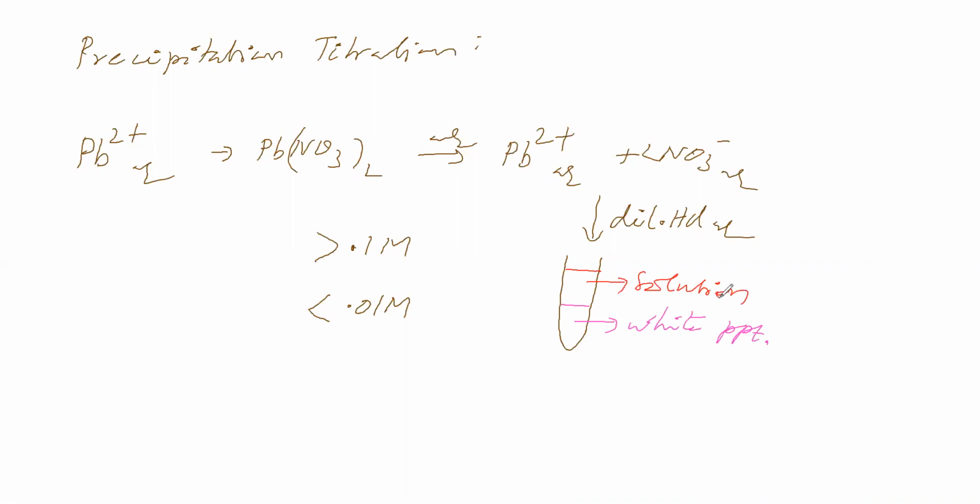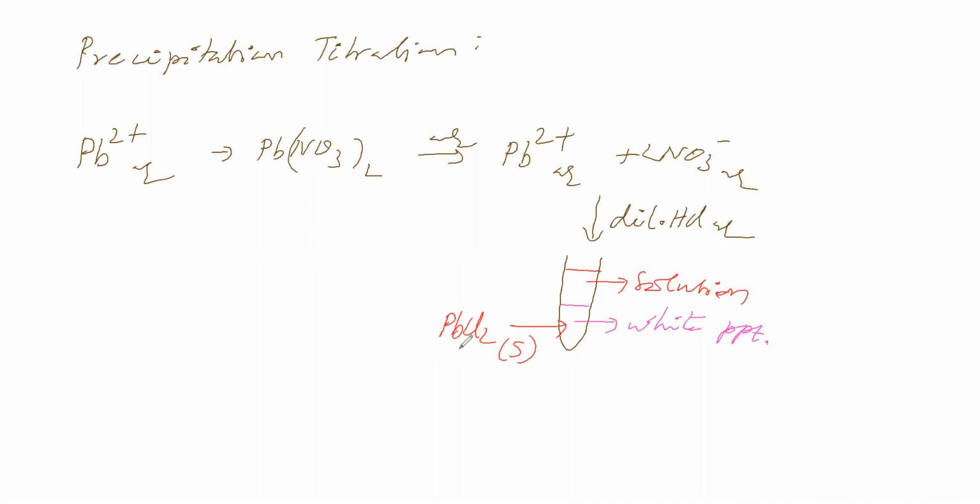It is a group analysis for the lead ion. Lead ion comes under the first group. Therefore, if you add the first group reagent, lead will give a precipitate. What is that precipitate? You are getting a white precipitate. Now this white precipitate is PbCl2.